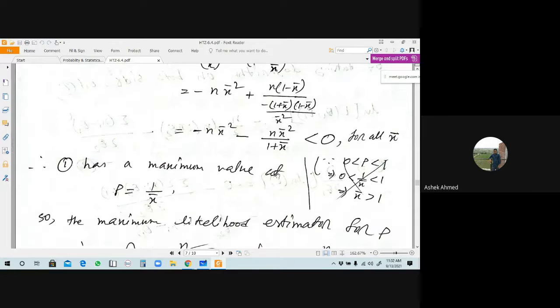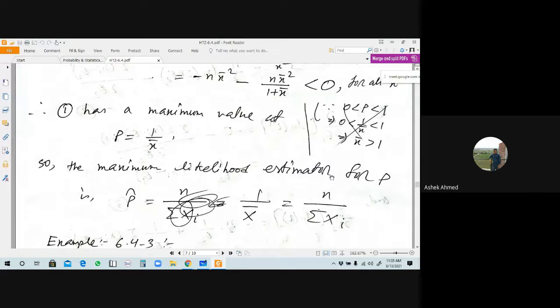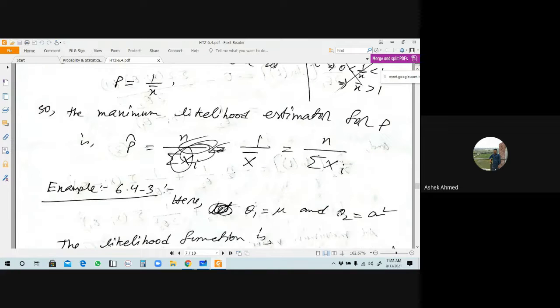So the likelihood has a maximum value at the point P equals 1 by x bar. So the maximum likelihood estimate for P is P cap, that is 1 by capital X bar. Now if you expand this, it will be n by the summation of xi.